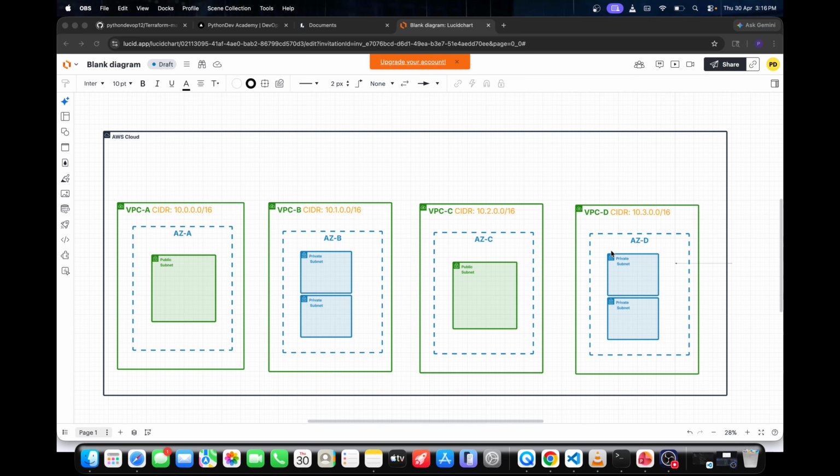For 4 VPCs, you need 6 peering connections. That's fine, but if you have 10 VPCs, you are looking at 45 connections, and it gets messy. If 50 VPCs, that's 1225 peering connections you need to manage, monitor, and troubleshoot. And the worst part, VPC peering is non-transitive.